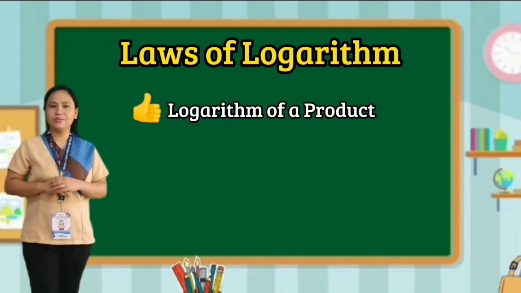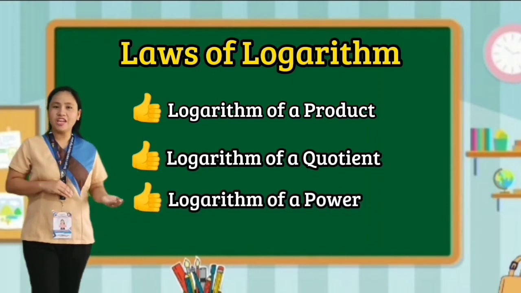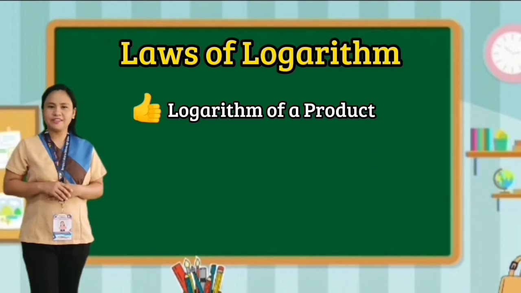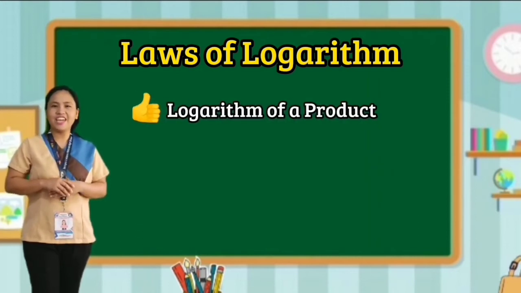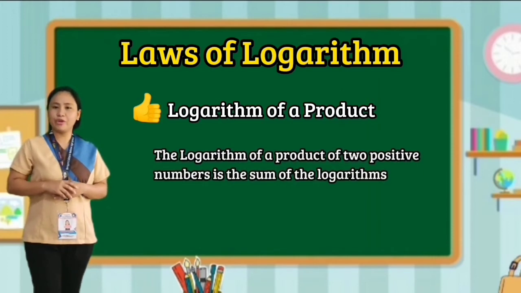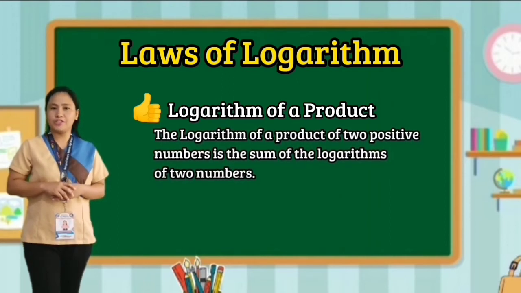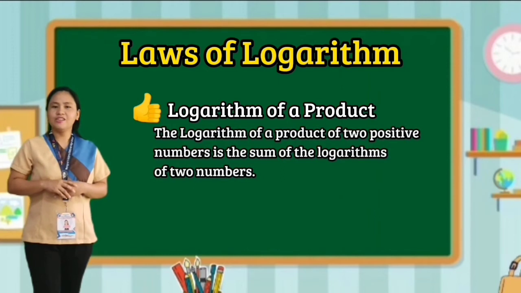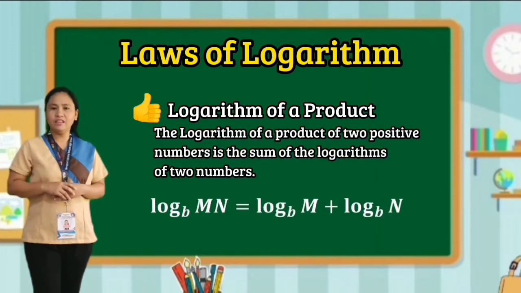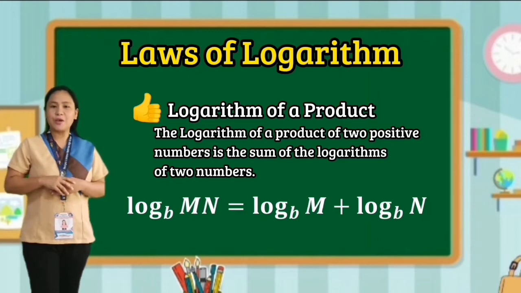Logarithm of a product, logarithm of a quotient, logarithm of a power. First, let's have logarithm of a product. The logarithm of a product of two positive numbers is the sum of the logarithms of two numbers. In symbols, logarithm of mn to the base b is equal to the logarithm of m to the base b plus the logarithm of n to the base b.